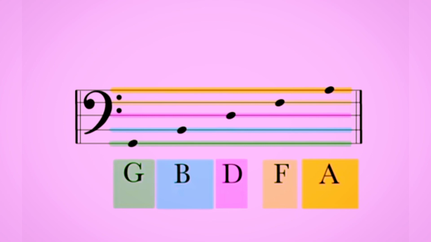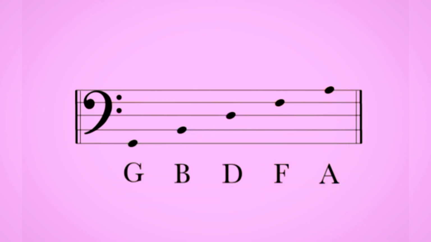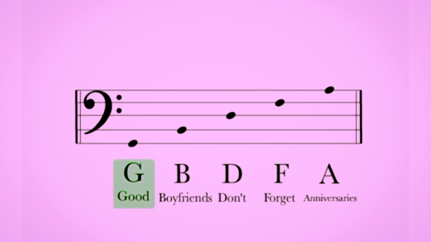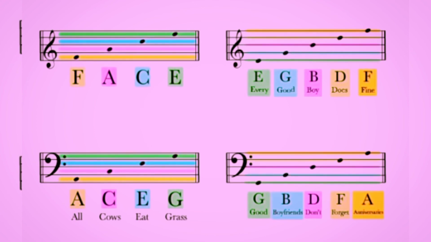A, can be seen as an acronym for Good Boyfriends Don't Forget Anniversaries. Being that good is the first word in Good Boyfriends Don't Forget Anniversaries, G is then obviously the note found on the first line of the staff. Good, G. There you have it. Quick and easy ways to remember the notes on a staff, either with a treble clef or a bass clef.